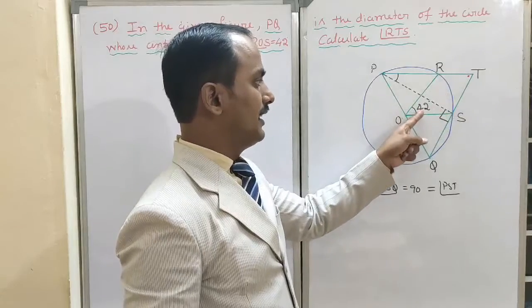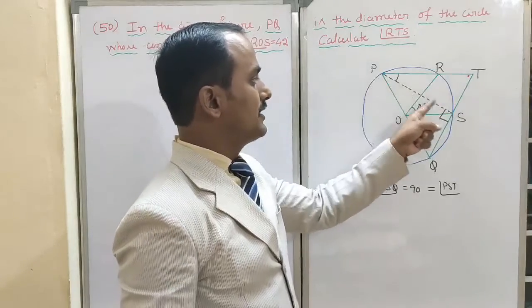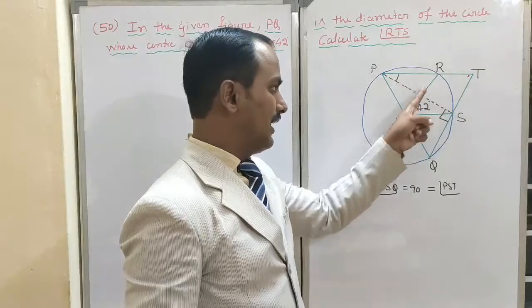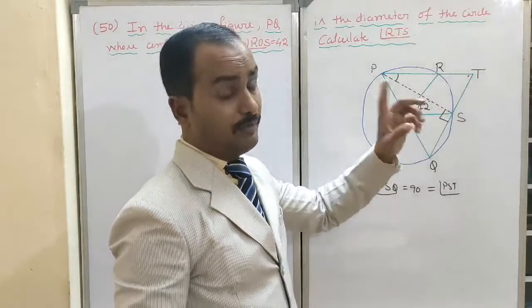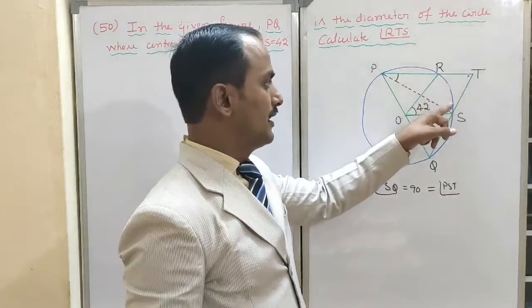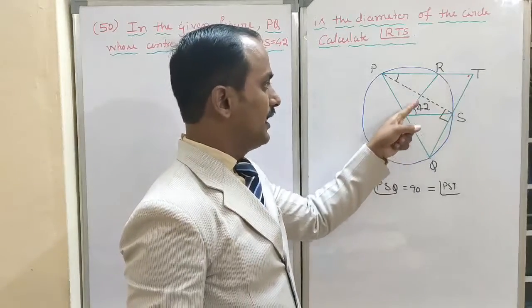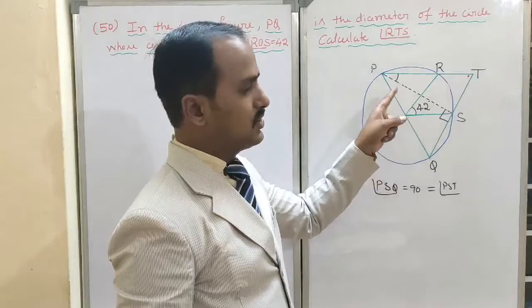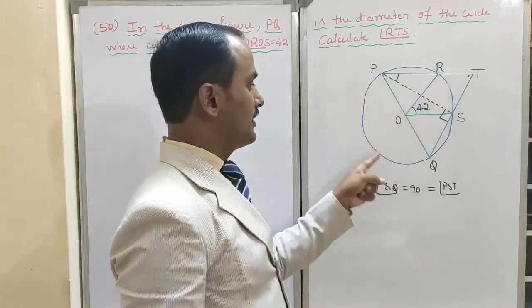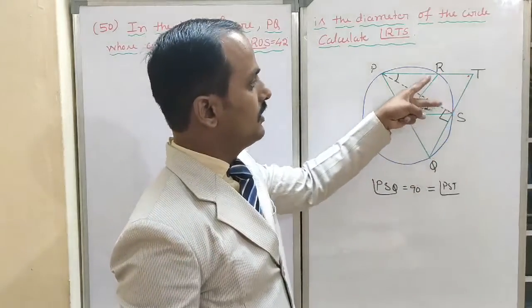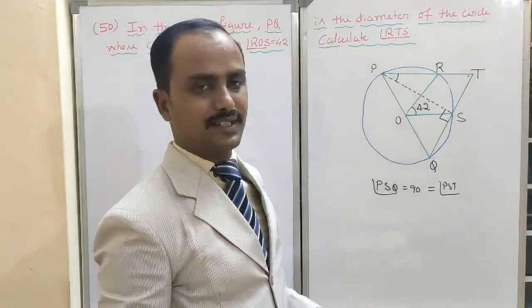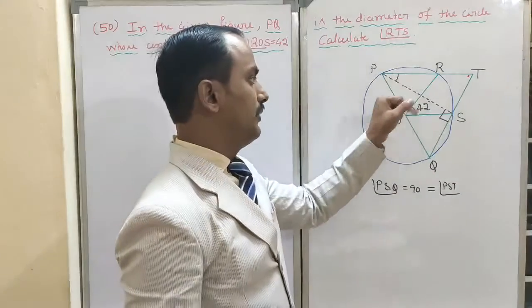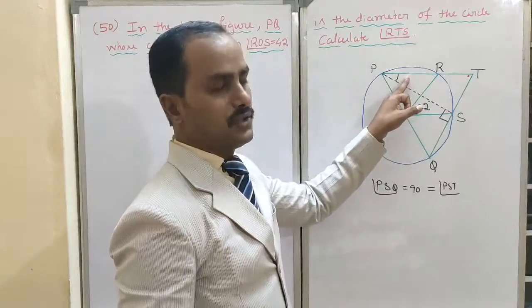Angle ROS at the center is twice the angle at the remaining circumference, not equal. Angle at the center. This is the arc. RS is the arc. You know that basic point. The arc RS subtends angle at the center, this angle is twice the angle at the remaining circumference. This arc only subtends angle at the remaining circumference. Clear? How much will come? 21 degree. This is 42 degrees, half means 21 degree.